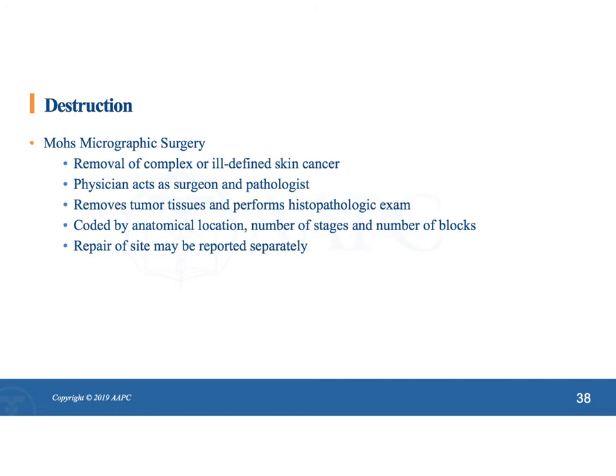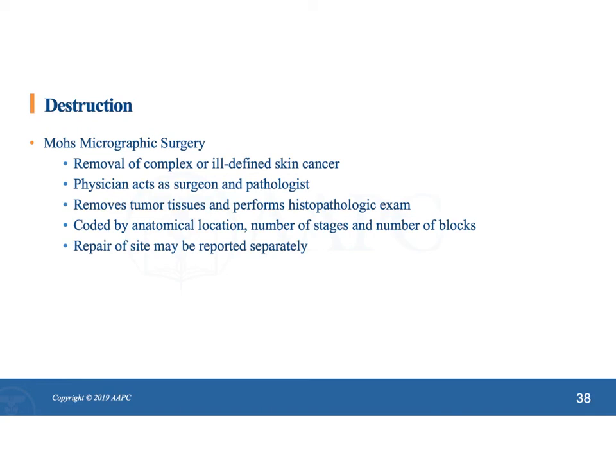Mohs micrographic surgery is a surgical technique used for the removal of complex or ill-defined skin cancer. A single physician acts in two separate and distinct capacities, as a surgeon and as a pathologist. As described in the guidelines, the surgeon removes the tumor tissue and maps and divides the tumor specimens into pieces, and each piece is embedded into an individual tissue block for a histopathologic exam. If the lesion is malignant, it is immediately removed.